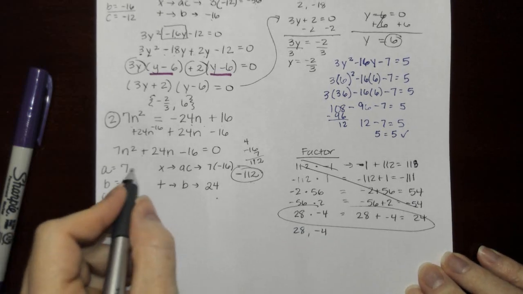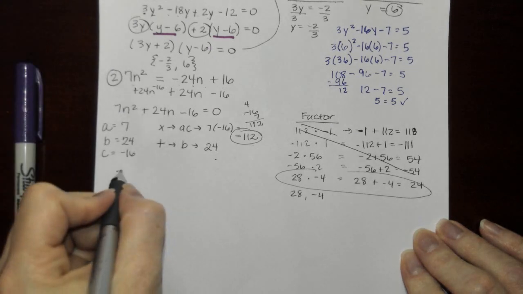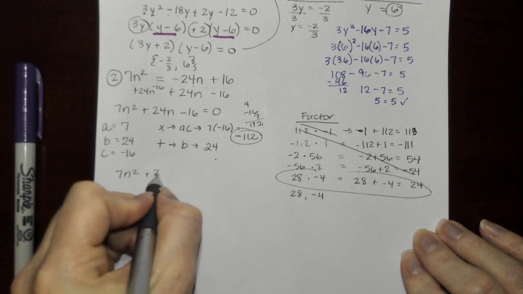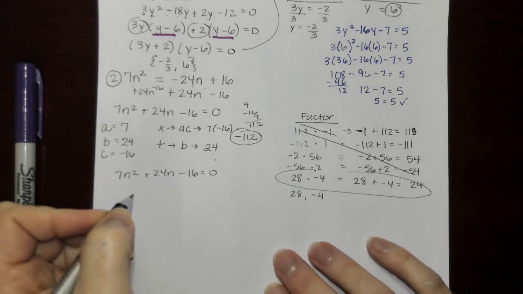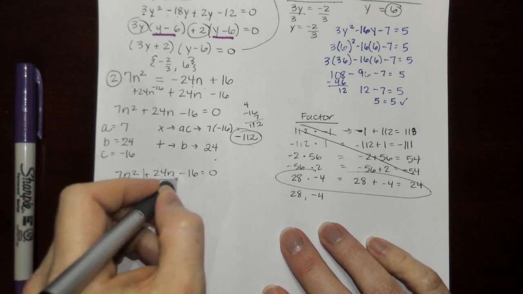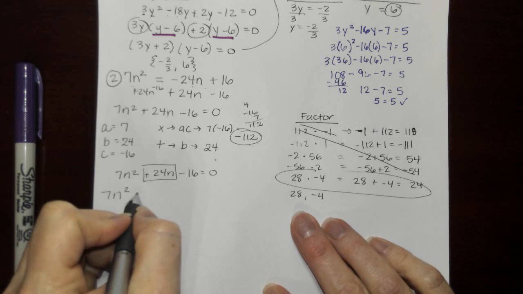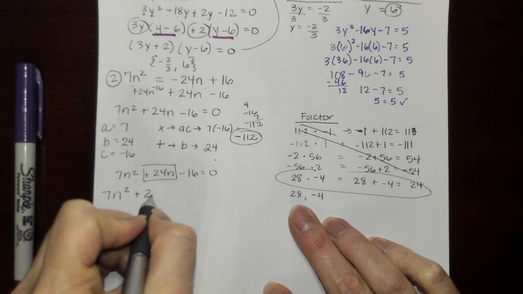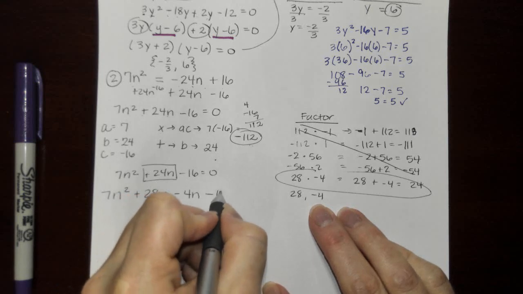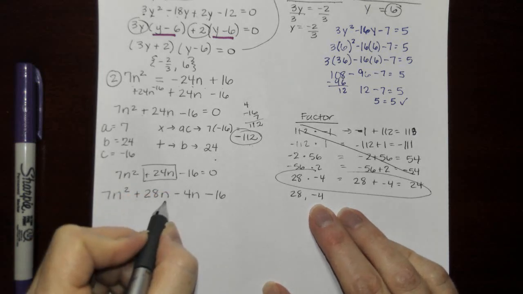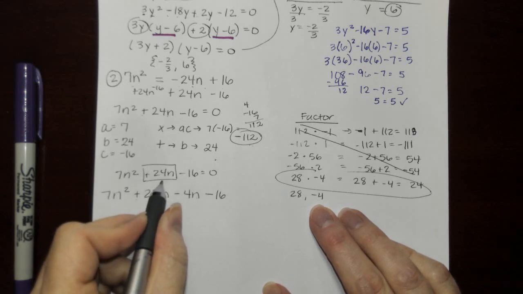So we're going to rewrite our equation up here. And when we do that, we're going to write 7n squared plus 24n minus 16 equals 0. And I'm going to replace this positive 24n, to make it easier to factor, with a positive 28n and a minus 4n. Because positive 28n and a minus 4n, if I combine like terms, I still get that 24n.